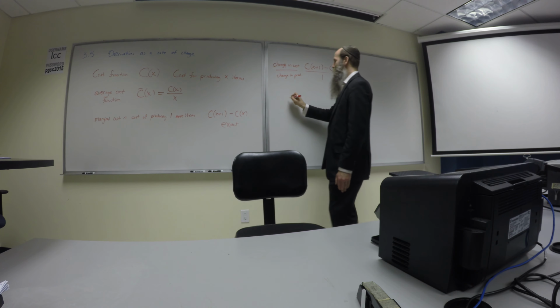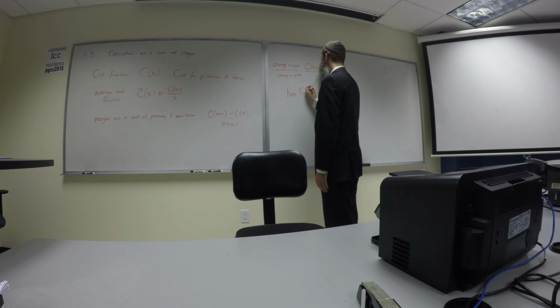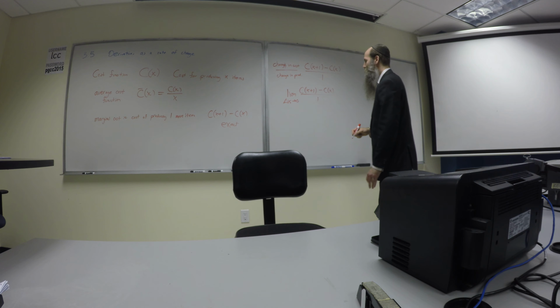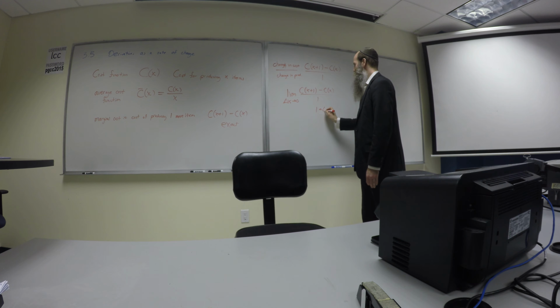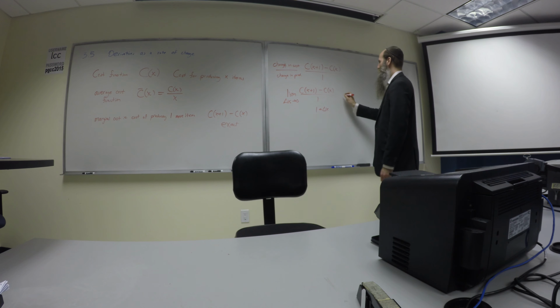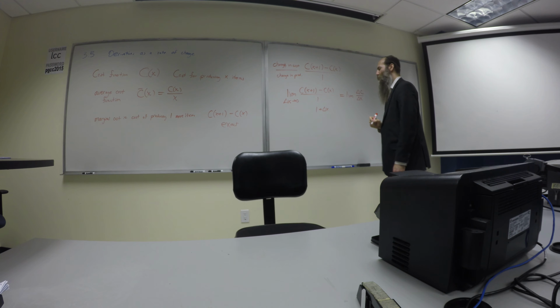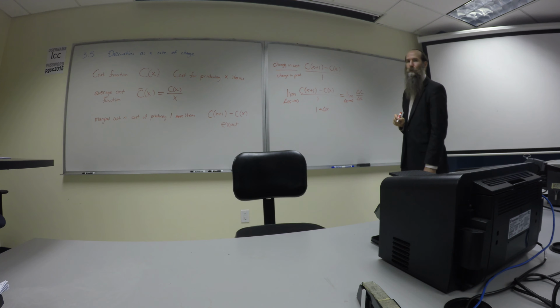If you were to take the limit of this expression as delta x goes to 0, where right now the 1 is the delta x, the change in production, this would be written more concisely as delta c over delta x, change in cost over change in production. As delta x goes to 0, this is a derivative. It's a more concise notation, the delta notation we had before. It's the exact same thing. So this is c prime at x.